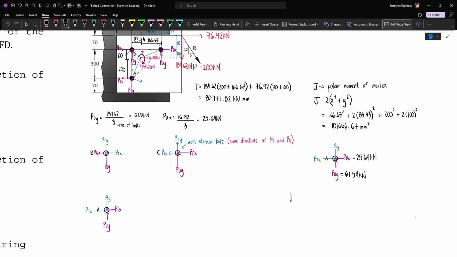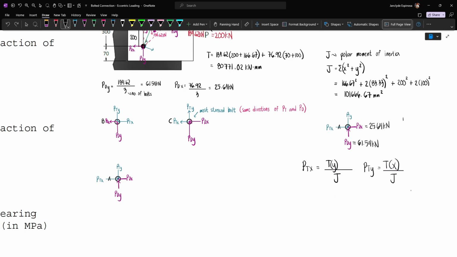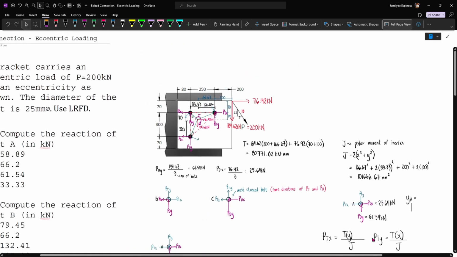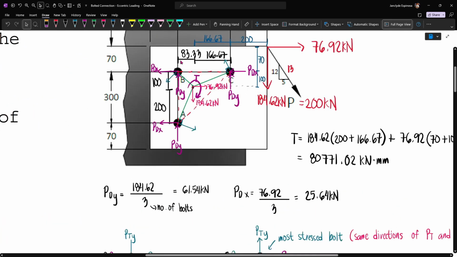Now to solve PTX, we have T multiplied by Y, because for PTX, our moment arm is the distance along Y, divided by J. And then for PTY, we have T multiplied by X divided by J. And so let's look at bolt A to identify Y and X. Let's first identify YA. Here, the vertical distance from bolt A up to the centroid is 200. And so our YA is 200 mm, and then our XA will be the horizontal distance from A up to the centroid, and that's 83.33 from here up to here.